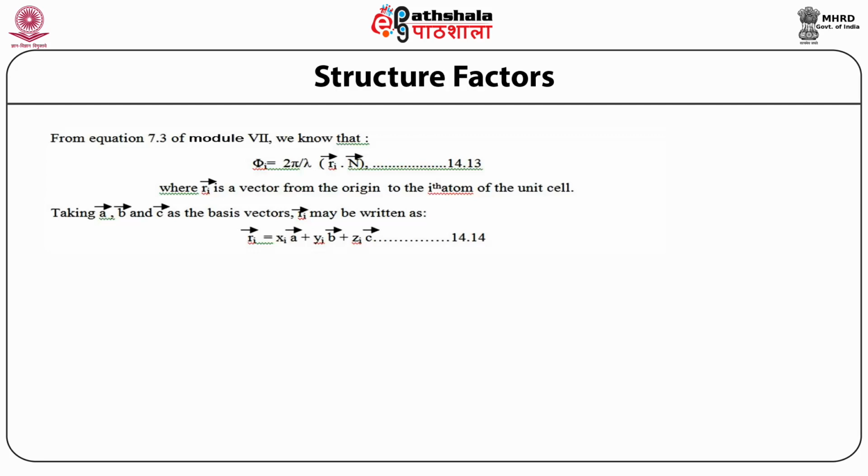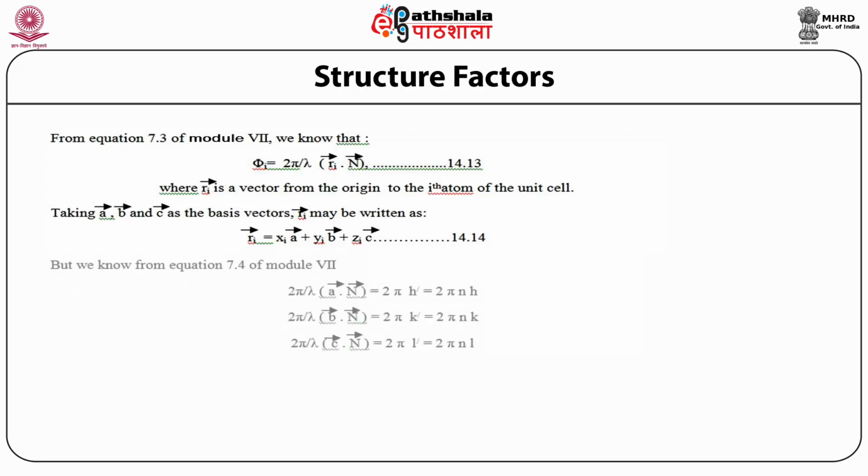Taking a vector, b vector and c vector as the basis vectors, Ri vector may be written as Ri vector equal to Xi a vector plus Yi b vector plus Zi c vector, as equation number 14.14. But we know from equation 7.4 of module 7, 2 pi by lambda into a dot N vector equal to twice pi h prime, which is equal to 2 pi n h.